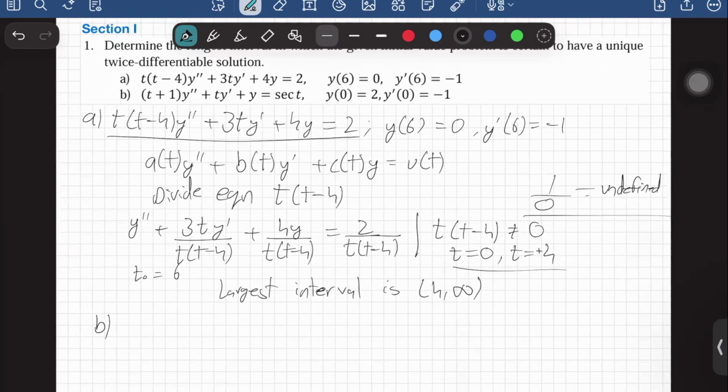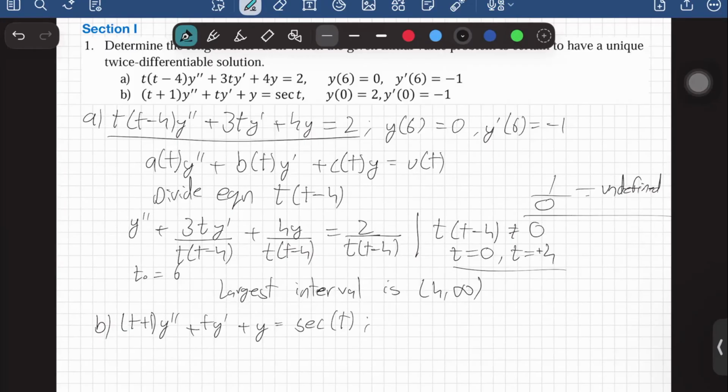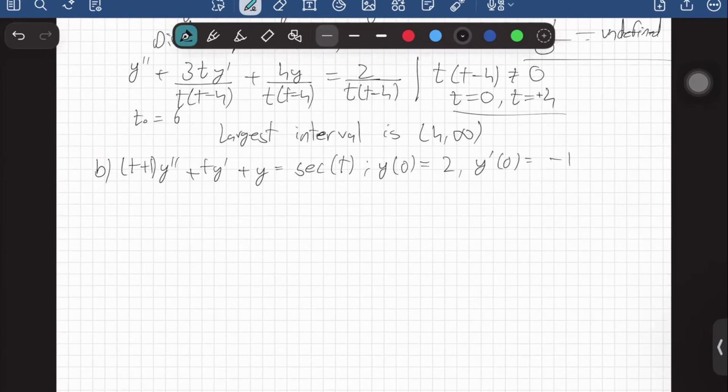And this says that it's t plus 1 times y double prime plus t multiplied by y prime plus y equals sec of t, right? And there are some initial values given to us for the equation: y of 0 is 2, and y prime of 0 is -1. So that's that, right?